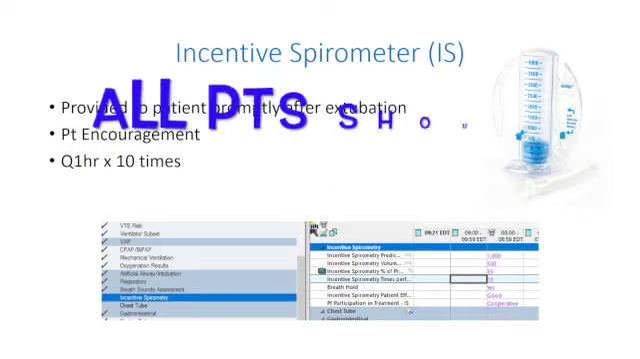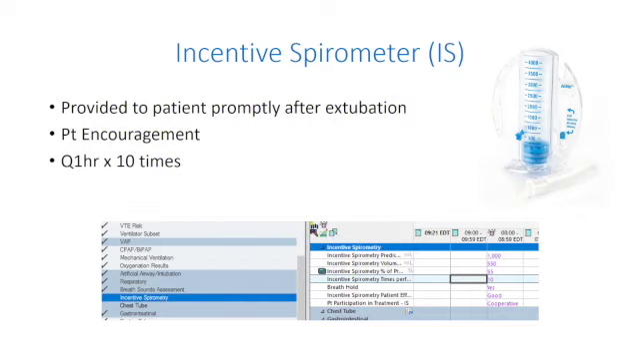Incentive spirometer, or as it's also called IS, it's extremely important for our patients. We go ahead and provide our patients with the IS promptly after they become extubated. You want to make sure you teach them how to use it correctly and encourage it as often as possible. At the bare minimum, have them do it at least 10 times within the hour. You should be charting this every hour that they do it.